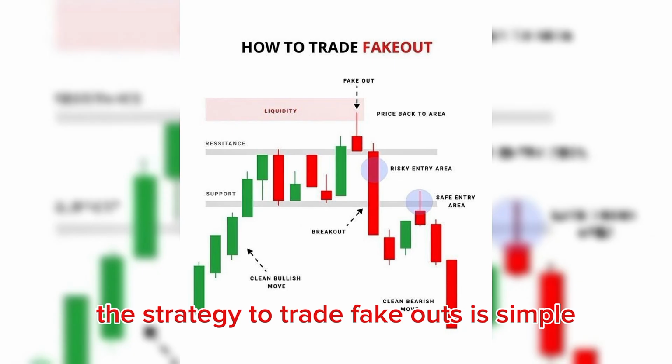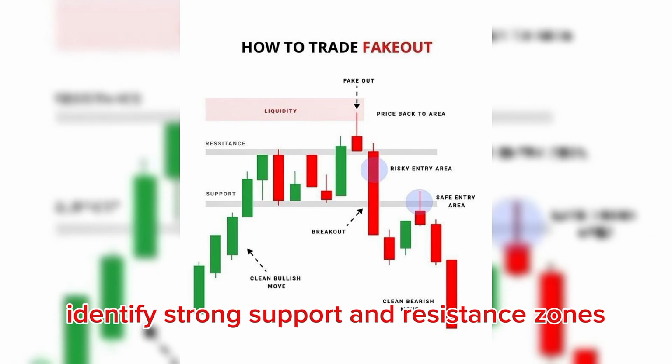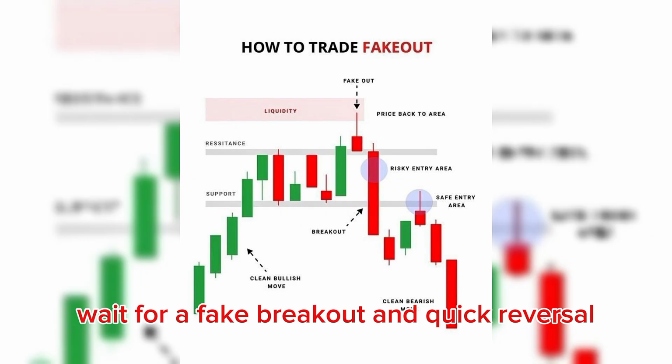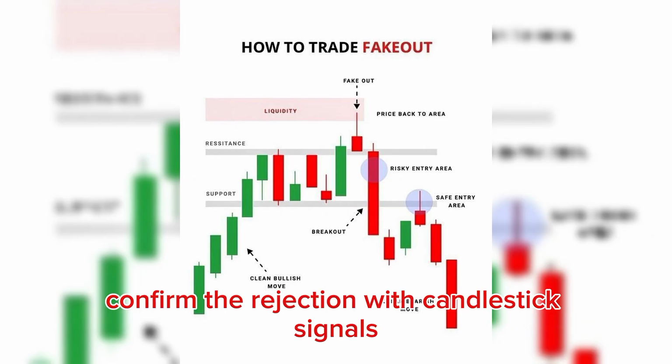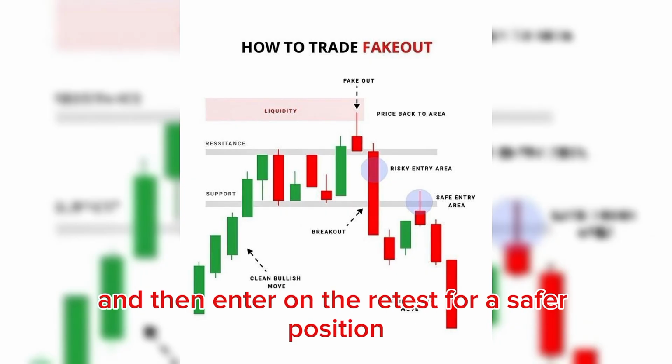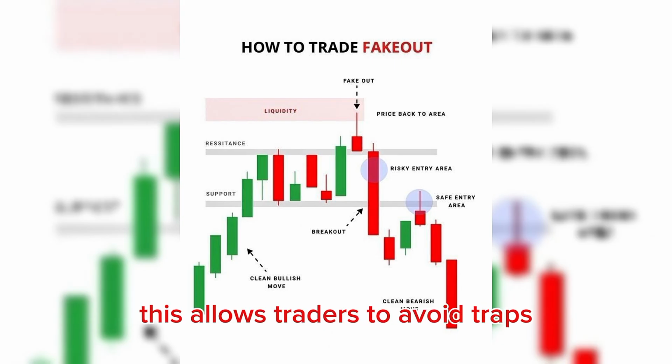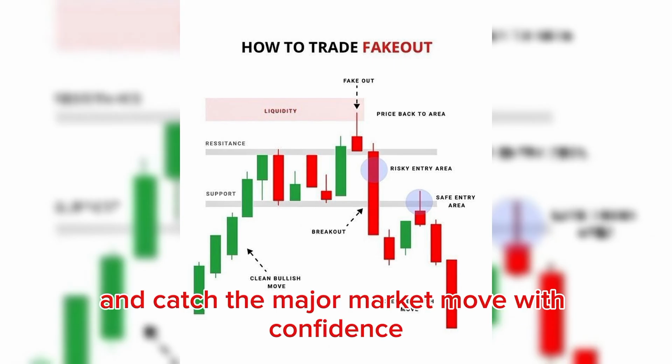The strategy to trade fake outs is simple. Identify strong support and resistance zones, wait for a fake breakout and quick reversal. Confirm the rejection with candlestick signals, and then enter on the retest for a safer position. This allows traders to avoid traps and catch the major market move with confidence.